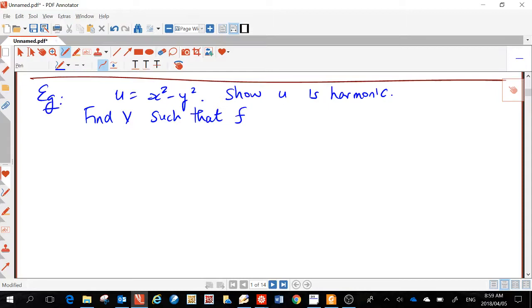So let's take an example, u equals x squared minus y squared. And firstly, we'll show it's harmonic, and then we'll find the accompanying function v, so that the whole thing is holomorphic. Okay? We'll find its partner.